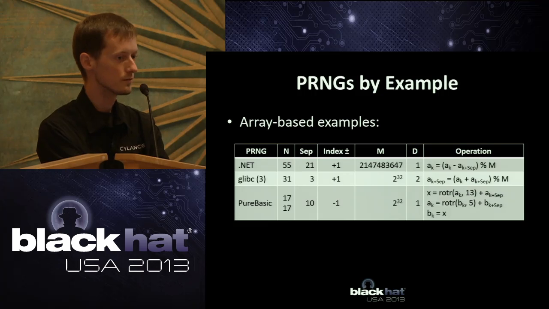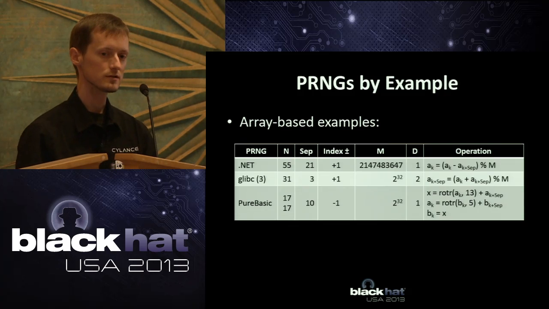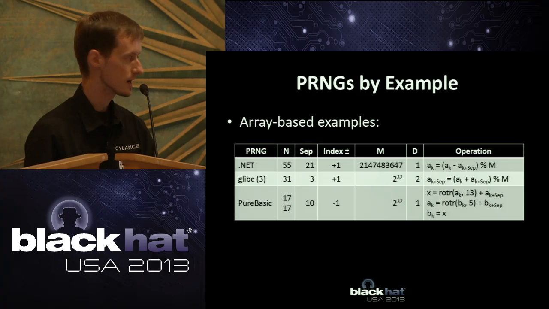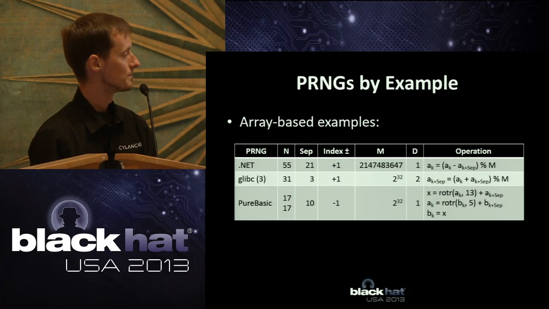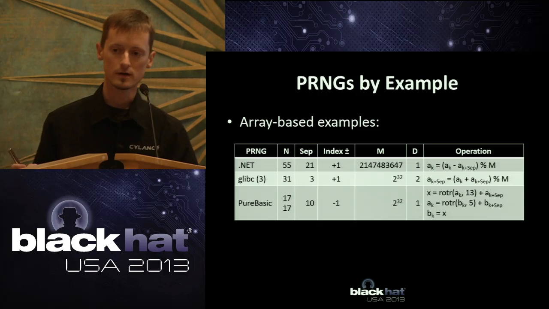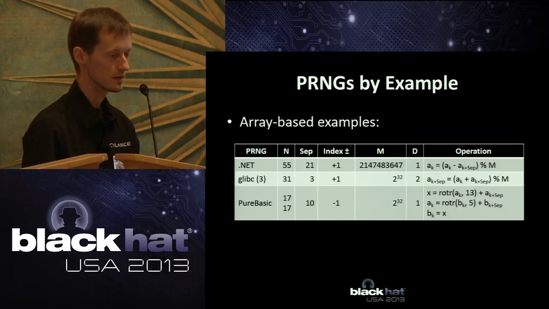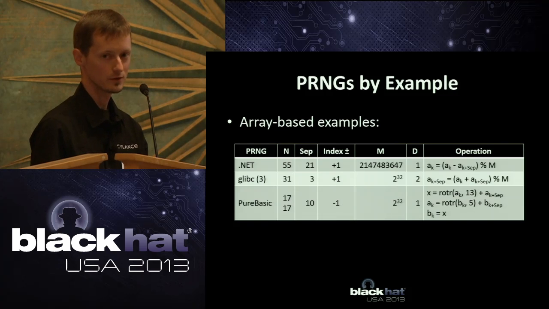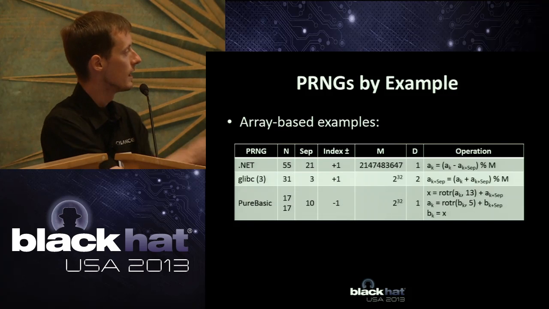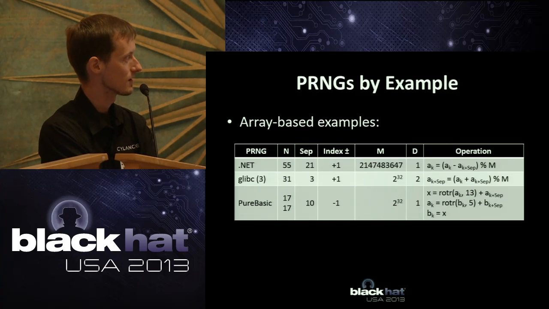glibc, type 3, the default RAND nowadays, is also array-based, an array of 31, with a separation. A couple of interesting things: it adds numbers, whereas .NET was subtracting them, and it adds an earlier number to a later number. There's a separation of 3 there, but because they did it that way, it's effectively a separation of 28, 31 minus 3.